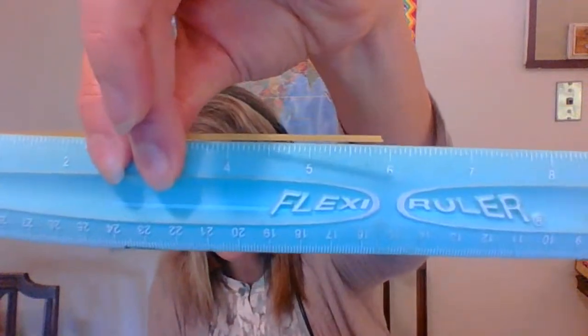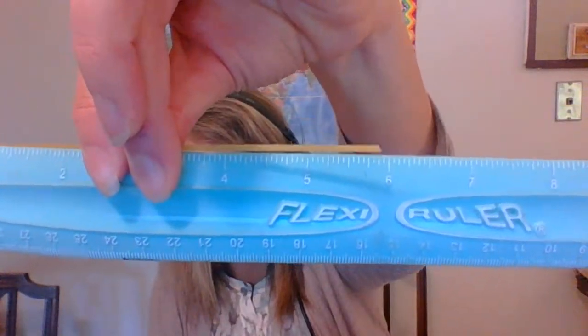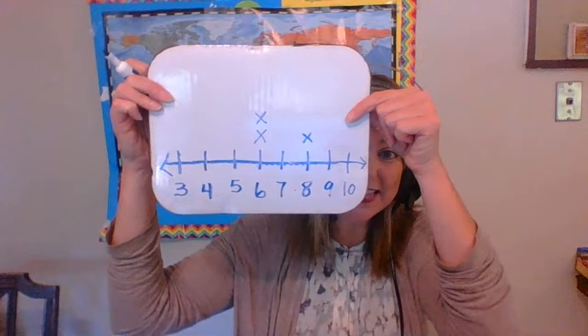I'm ready to measure my third noodle. I'm going to make sure that I line it up with the 0. And what number is that closest to? The 6 again. Very good. So I'm going to put a second X above the 6. Now you see I have 2 X's above the 6. And I've measured 3 noodles.